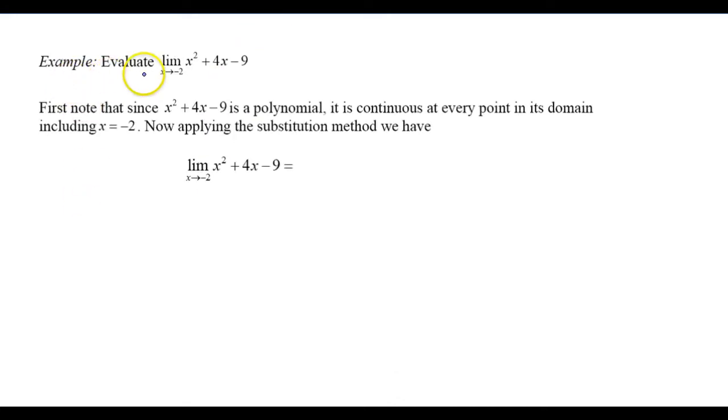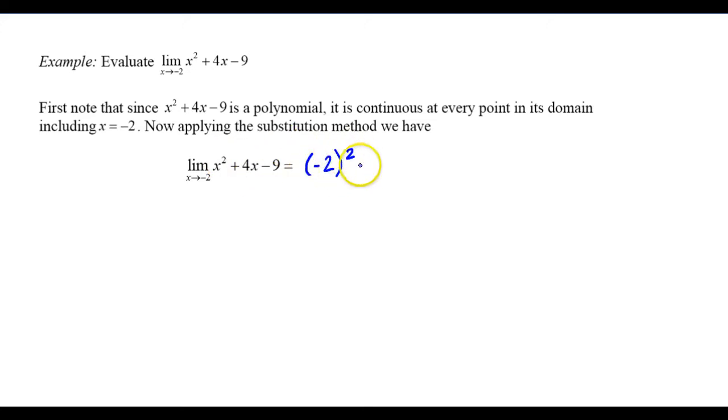In this example, I want to evaluate the limit as x approaches negative 2 of x squared plus 4x minus 9. The first thing we have to remember is that x squared plus 4x minus 9 is a polynomial. So it's one of the known continuous functions that's continuous everywhere in its domain, and its domain is all real numbers, so that includes negative 2. Now, applying the substitution method here, this limit is the same as just taking the negative 2 and substituting it into the x values.